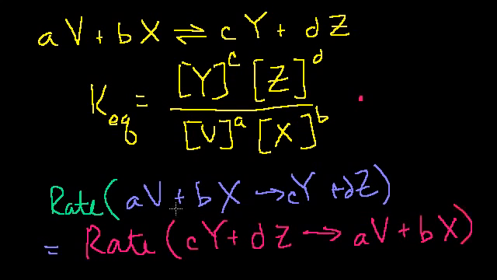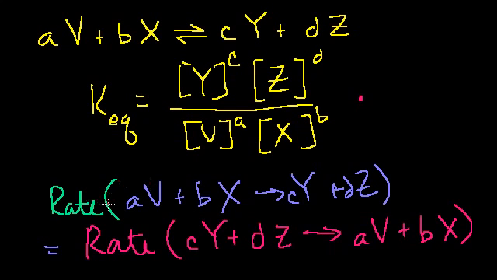Right? It doesn't necessarily mean that the concentrations are the same, because we could have one heavily favoring the forward reaction, where we end up with much higher concentrations of Y and Z, or we might heavily favor the backward reaction, where we have more V and X. But when we're in equilibrium, we're saying that our concentrations have reached a stability point, which implies that the rate of going in this direction is equal to the rate of going in that direction.